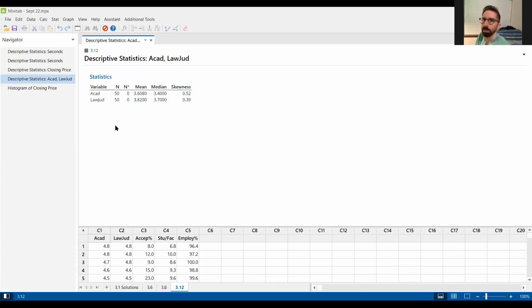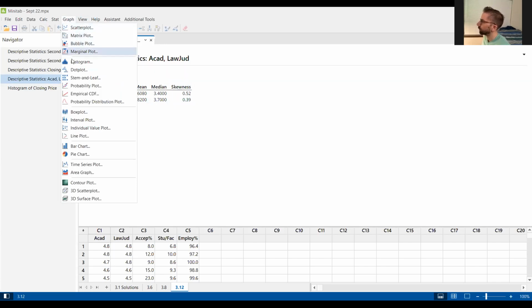So the answer to whether either of them shows positive or negative skewness is that they both show positive skewness, but a little more positive skewness in the academic group versus the lawyers and judges group. Actually the mean is bigger in the lawyers and judges group. The mean and median are bigger, but the difference between these two is not as much. It might be useful to actually take a look at the histogram for both.